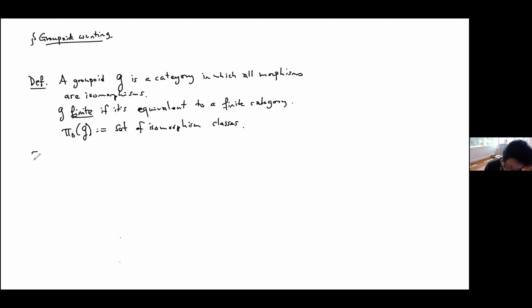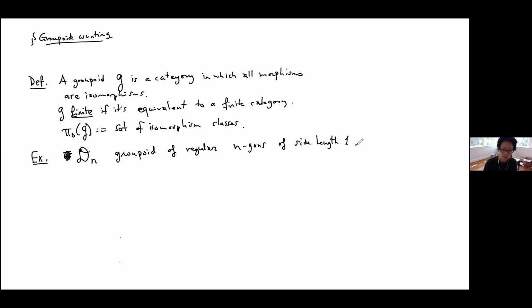Okay, so for example, consider the groupoid D sub n. Its objects are all regular n-gons of side length 1. This is a groupoid with one isomorphism class. It looks like this. And any two objects, P and Q, have the property that there are exactly 2n morphisms from P to Q.